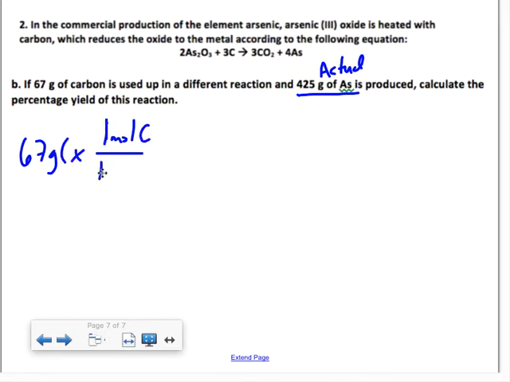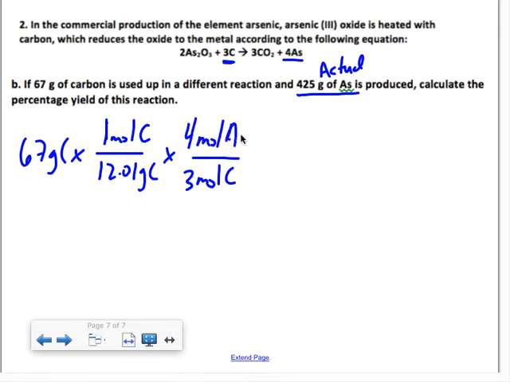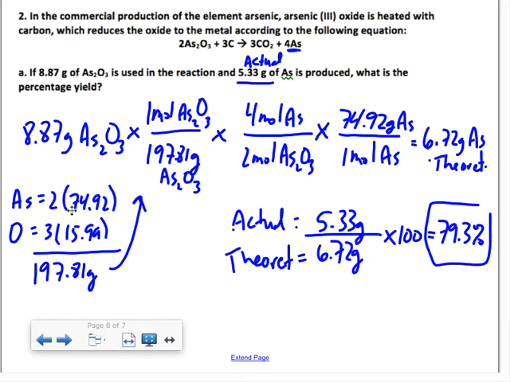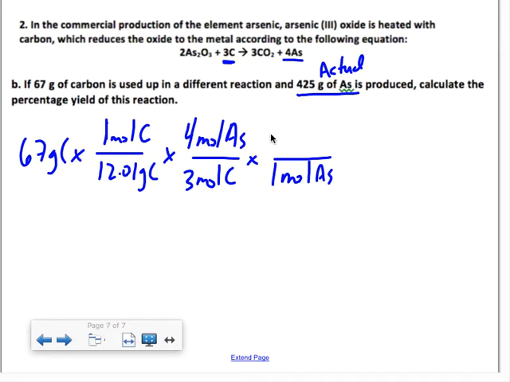Molar mass of carbon on the periodic table is 12.01 grams. I set up the mole ratio. Here's carbon. I'm in moles of carbon, so it's going to be 3 moles of carbon down here so it can cancel out. And I'm trying to get to moles of arsenic, so it'll be 4 moles of arsenic up here. And then, to get from moles of arsenic, I multiply by the molar mass of arsenic. So I put 1 mole of arsenic is equivalent to 74.92 grams.